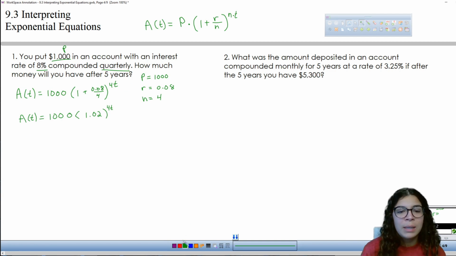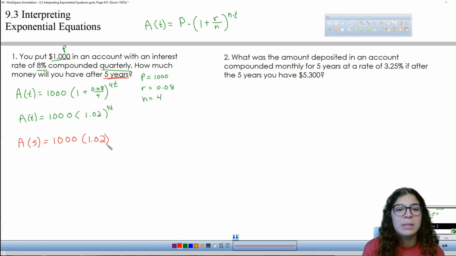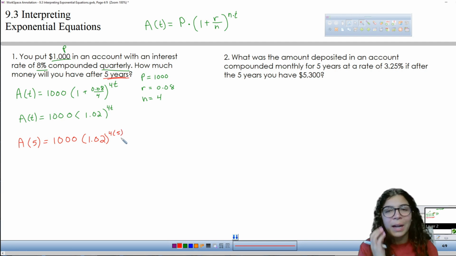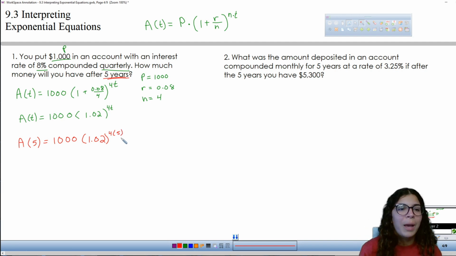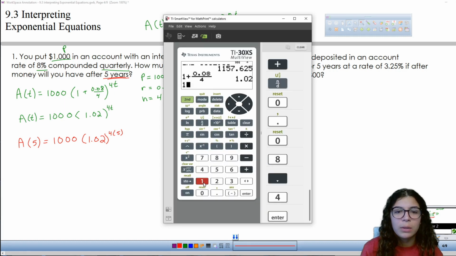Now, of course, they did ask me specifically how much money you are going to have after 5 years. So how many years have passed? It would be 5. So we're finding A of 5. Remember, in these questions, T is how many years. So we are just plugging in 5 for T. Obviously 4 times 5 is 20. So I'm going to plug that into my calculator.